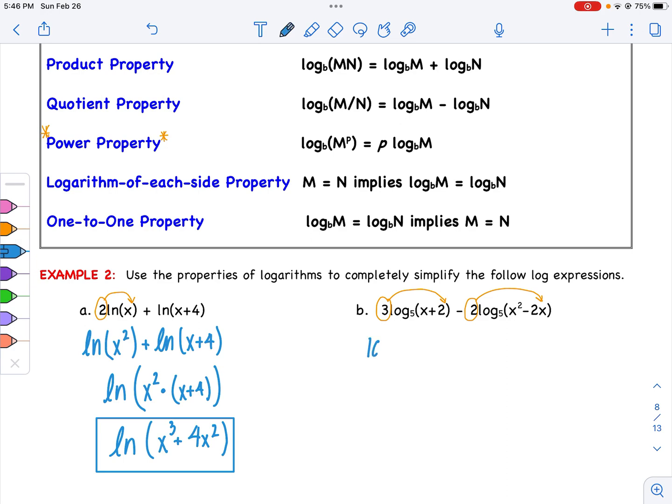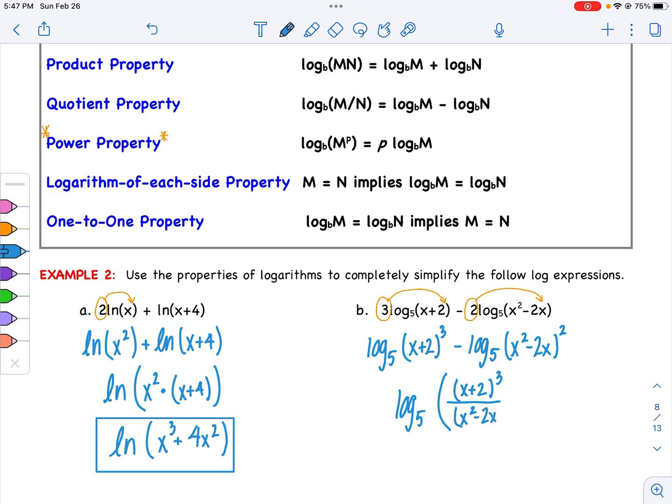So that's going to look like log base 5 of x plus 2 cubed minus log base 5 x squared minus 2x squared. Because I'm subtracting the logs, I should divide the arguments. So this argument is going to be divided by this argument. That will look like this. Log base 5 x plus 2 cubed divided by x squared minus 2x squared.